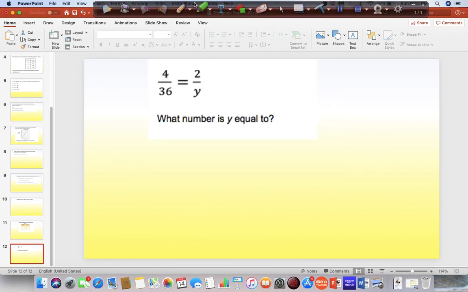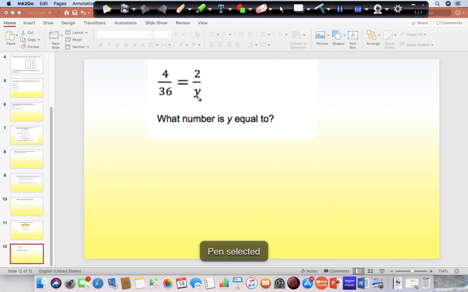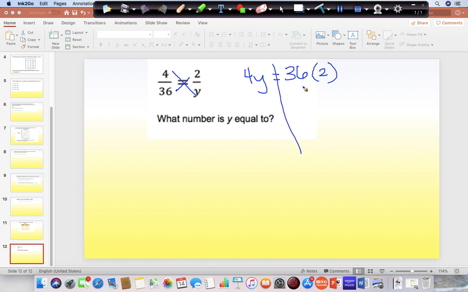Last problem. Okay. Cross multiply here to solve for y. 4 times y is 4y. 36 times 2 gives us our other side. Okay, we want to solve this by first multiplying 36 times 2, which gives us 72. And 4y, we need to bring that down. And right now, y is being multiplied times 4, and we want to do the opposite and divide both sides by 4. 4 divided by 4 is 1, and 1 times y is y. And 72 divided by 4 is going to give us our answer.